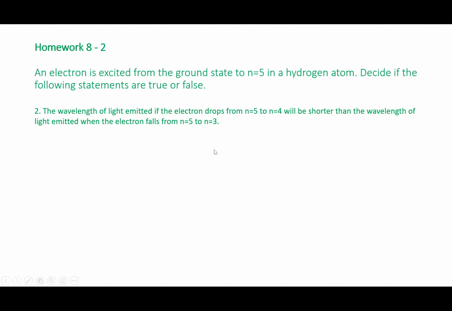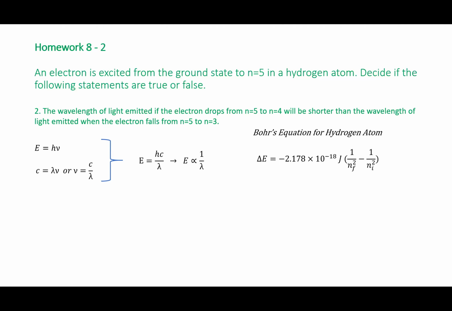So let's take a look at an equation we can use to compare energy and wavelength. So we have this, and we have this, and we combine them, we can get E equals hc over lambda, and we take out h and c, which we know are constants. We can see that energy is related to lambda inversely. So let's take a look and see how that applies in the Bohr equation.